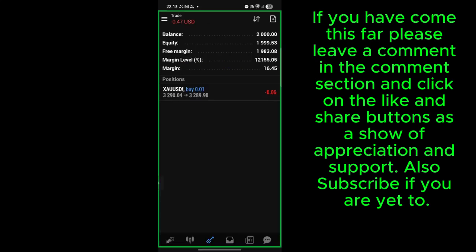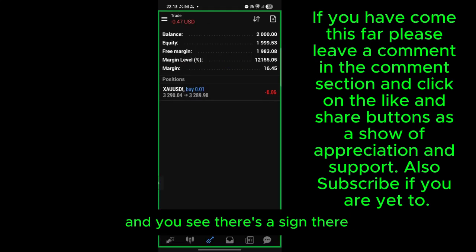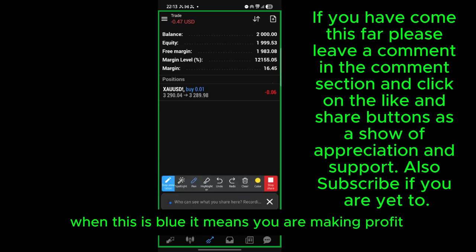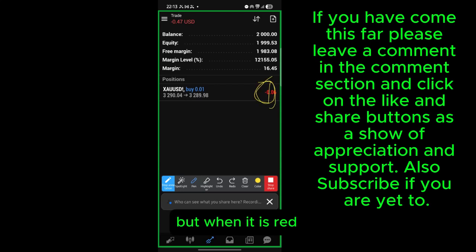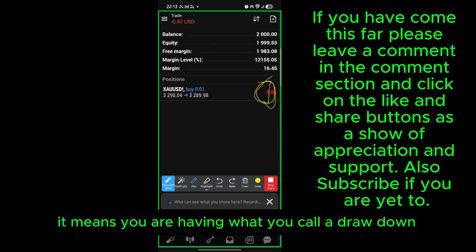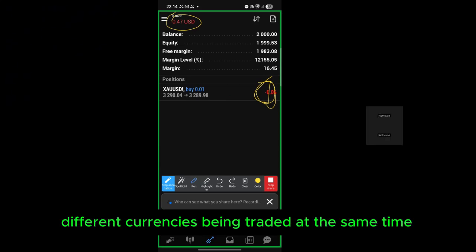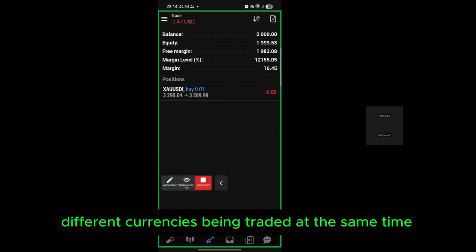All right. Anytime you take up your MT4 and you see there's a sign here, that means you are in the market. But where this place is empty, you are out of the market. When this is blue, it means you are making profit. But when it is red, it means you are having what you call a drawdown. That is when you hear drawdown. And you see this place too will be red. You can have different pairs, different currencies being traded at the same time.